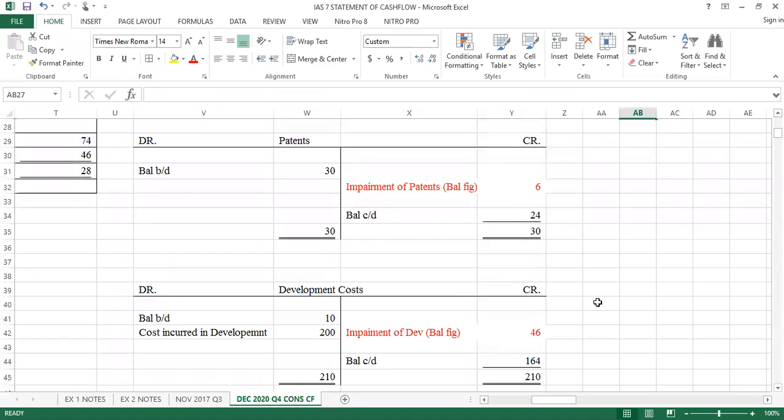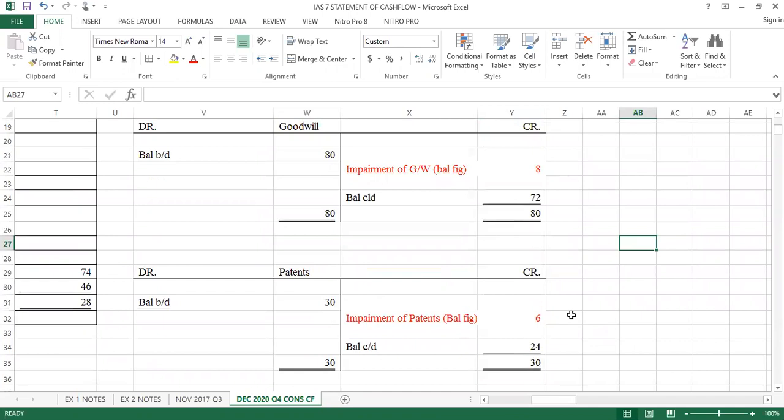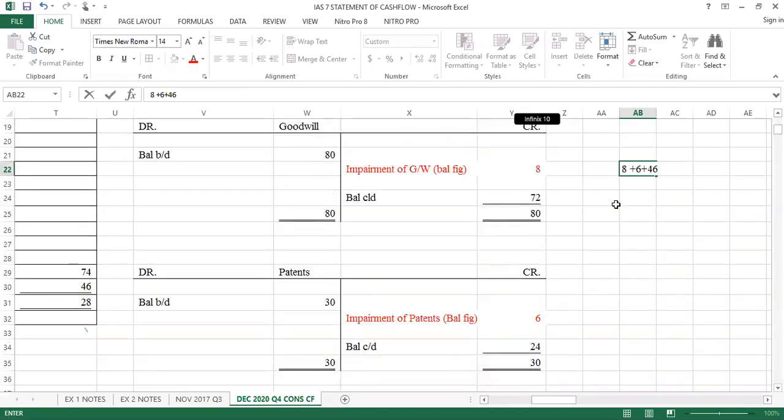If you want to know that your workings are right, you do this. The first impairment is 8, plus the second impairment is 6, the third impairment is 46. So those three impairments: 8 plus 6 plus 46. How much does that give you? 60. So the total impairment is 60.